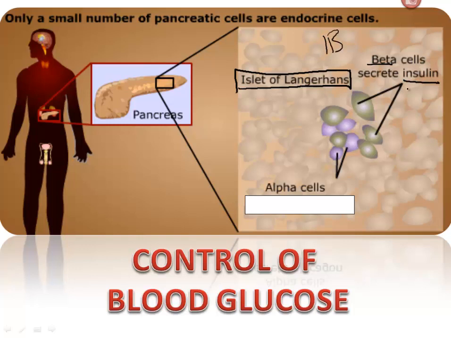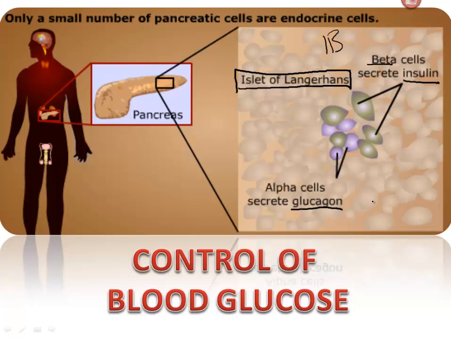So insulin is produced by beta cells in the islets of Langerhans. And insulin is a hormone. We'll discuss in a second. The opposite hormone that has the opposite effect of insulin is something called glucagon. And glucagon is secreted by alpha cells. So as long as you remember that insulin is from beta cells, then you can remember that glucagon is from alpha cells. Glucagon is the name of a hormone.